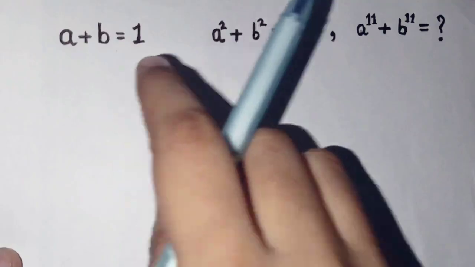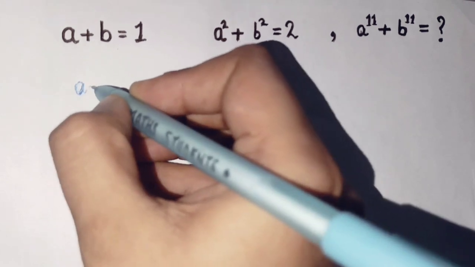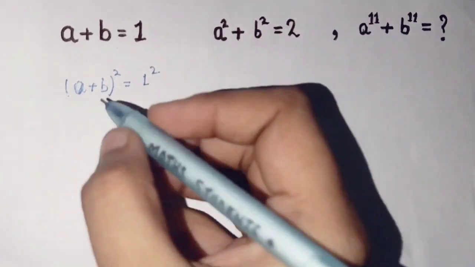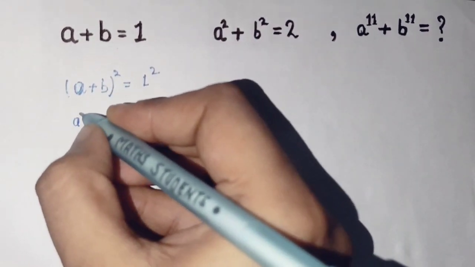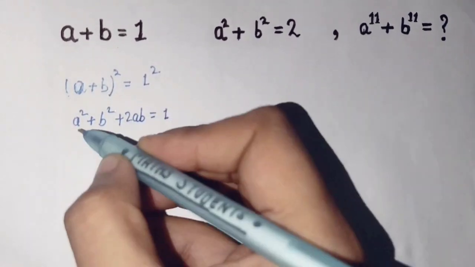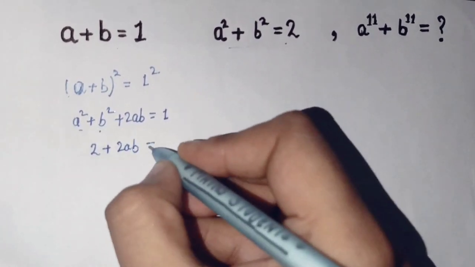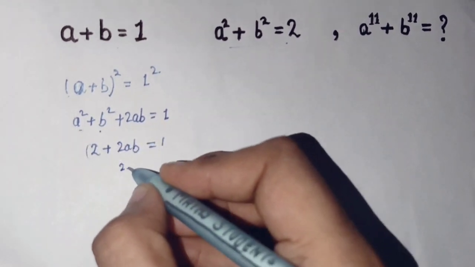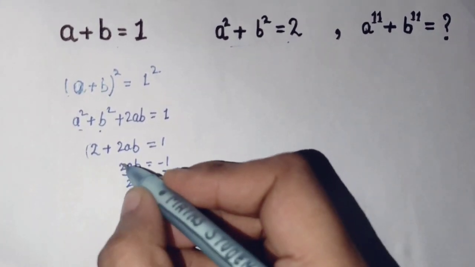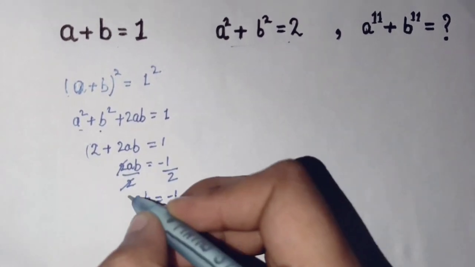So start with the solution. We are going to square this equation on both sides. So take the square: (a plus b) power 2 equal 1 power 2. Square expand, so a square plus b square plus 2ab equal 1. a square plus b square is given as 2, so put that there: 2 plus 2ab equal 1. Take 2 to the right side, so 2ab equal 1 minus 2, which is minus 1. Divide both sides by 2, so ab equal minus 1 by 2.